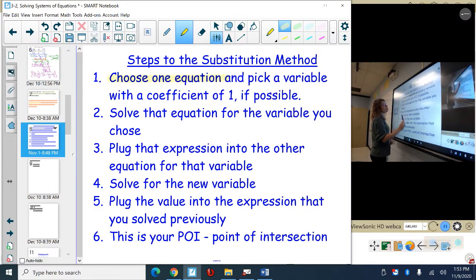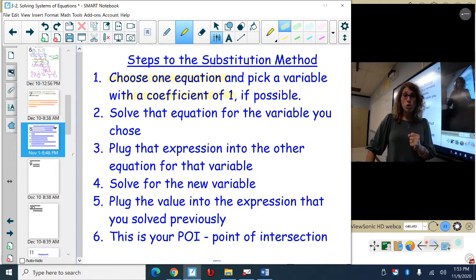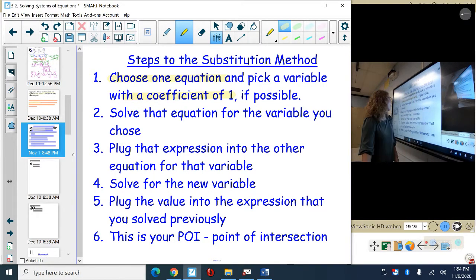Choose one equation with a coefficient of 1. Guys, I cannot express enough how important it is that you choose equations with coefficients of 1. If you don't, you are going to have nasty fractions, and fractions are not your friend, generally speaking. So you want to stay away from them as much as you possibly can, okay?